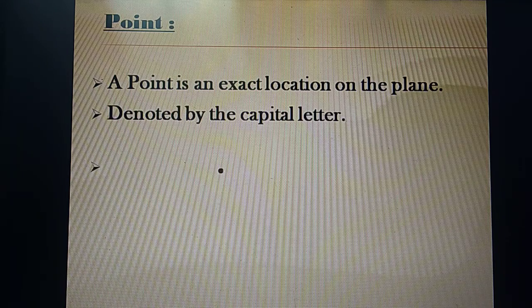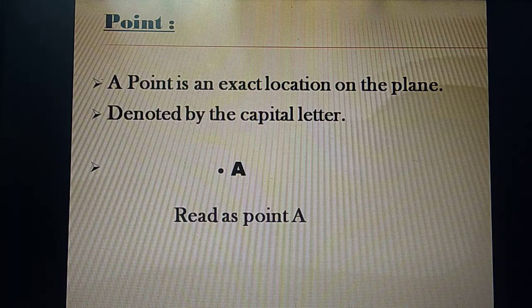For example, here you can see this dot. It is a point. Now, if we want to name it, we will use a capital letter. Here I am using A. Now this point is showing you the exact location on the plane. How will you read it? You will read it as point A.